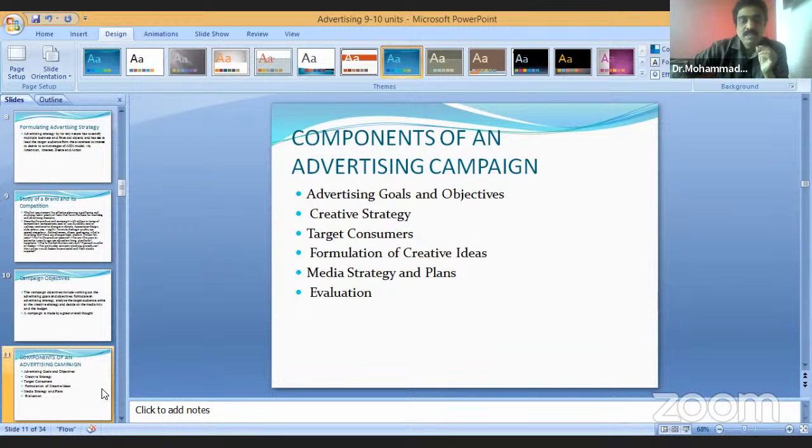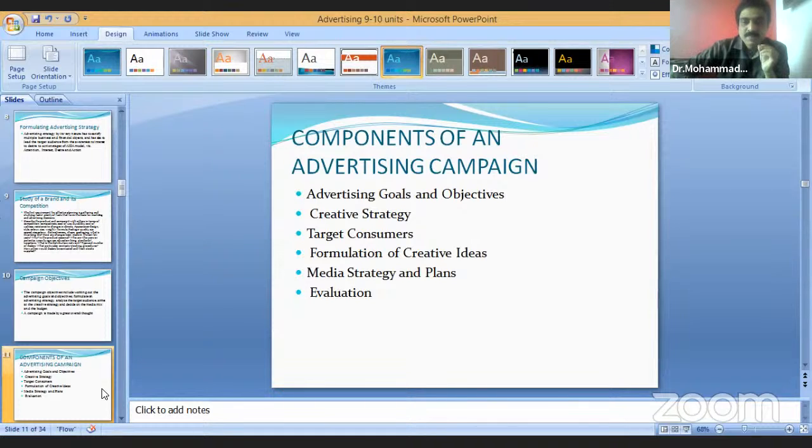Then the layout. If you're going for print, how should the body of the copy be? What will be the captions, the body of the copy, and the layout? It could be a horizontal layout, a circular layout, or a vertical layout. There are so many strategies and so many layouts.